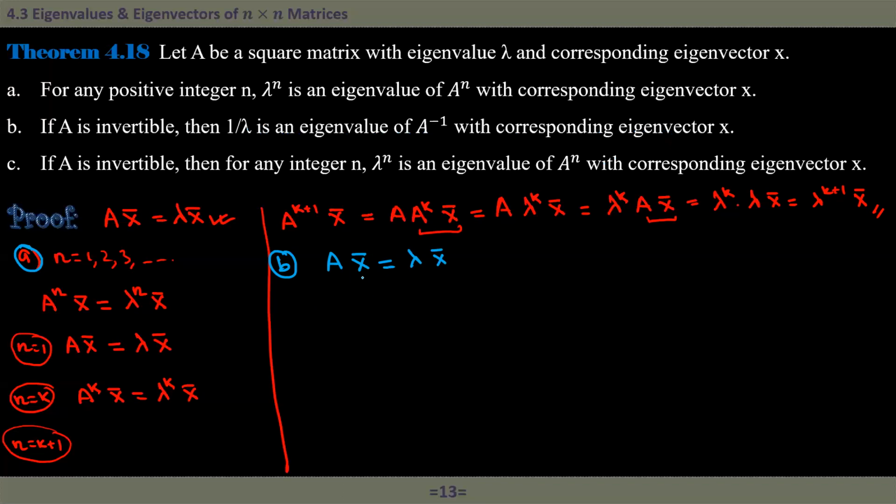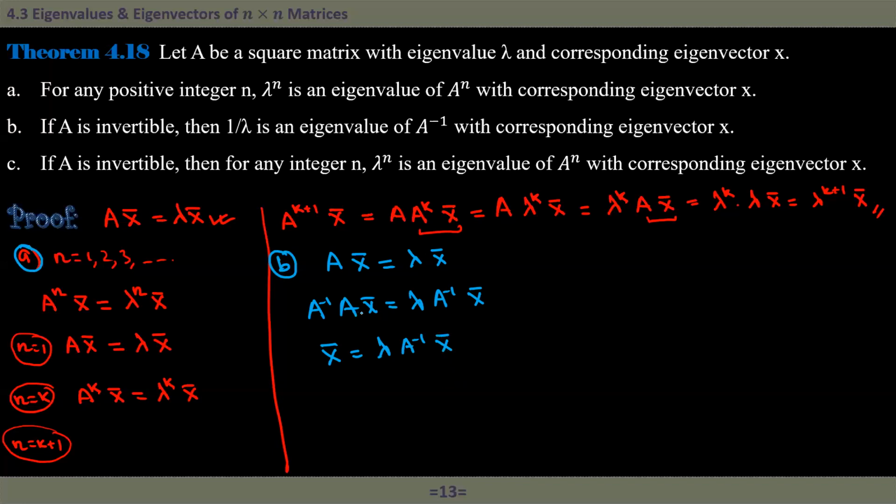I can just multiply both sides by its inverse. So here we have A inverse times A vector X equals, and here we have lambda A inverse times X. And A inverse times A is equal to the identity matrix, and the identity matrix times vector X is just vector X, right? So what we have here is vector X is equal to lambda A inverse X.